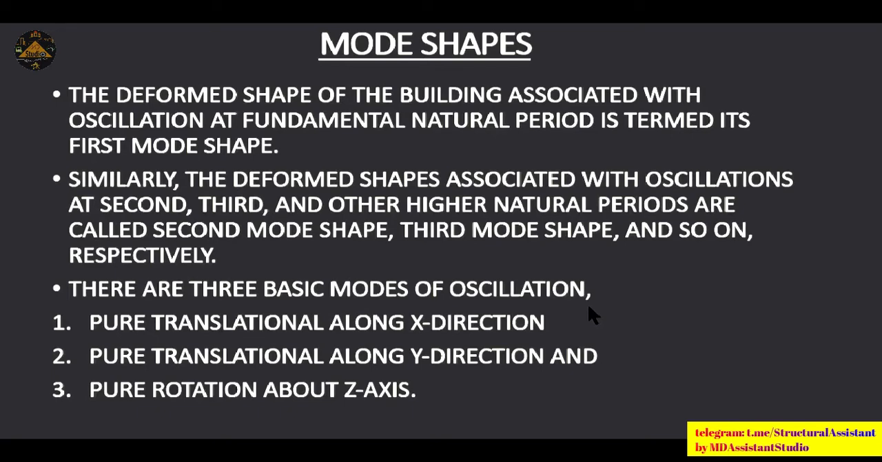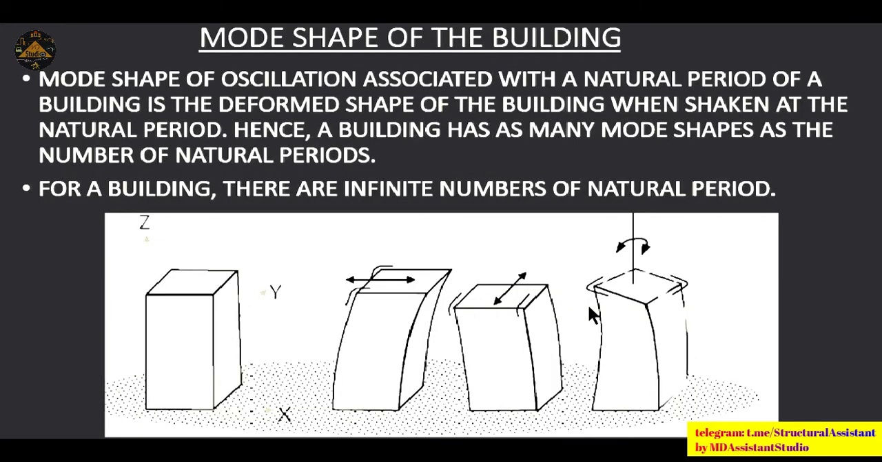Second thing, the deformed shapes associated with oscillations at the second, third and other higher natural periods are called the second mode shape, third mode shape, fourth mode shape, fifth mode shape, sixth mode shape, and I repeat, a building can have any number of mode shapes. So there are basically three basic modes of oscillation: pure translation along the x-axis, pure translation along the y-axis, and pure rotation about the z-axis. So this behavior we had studied here.